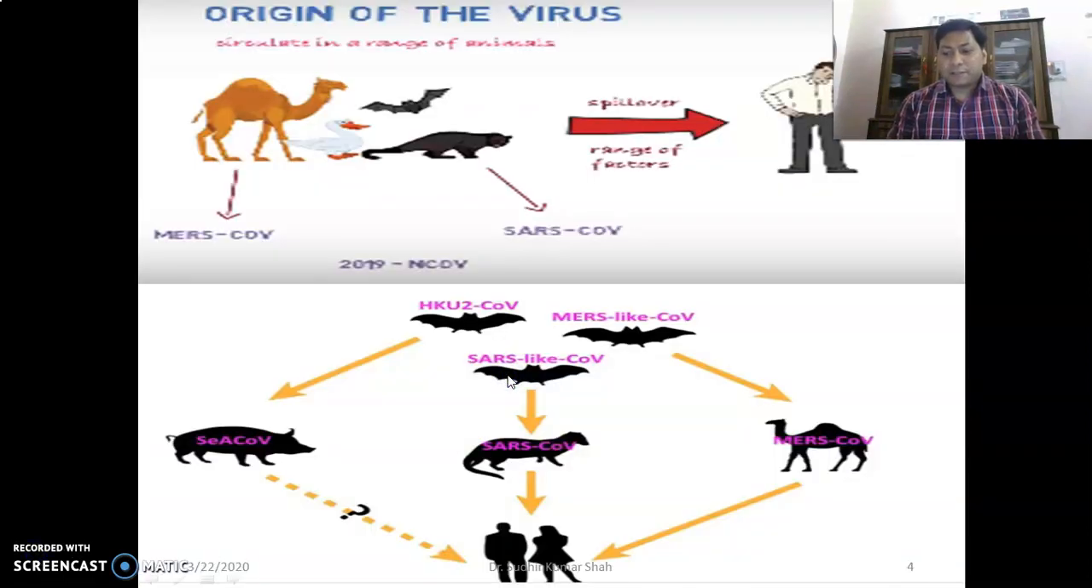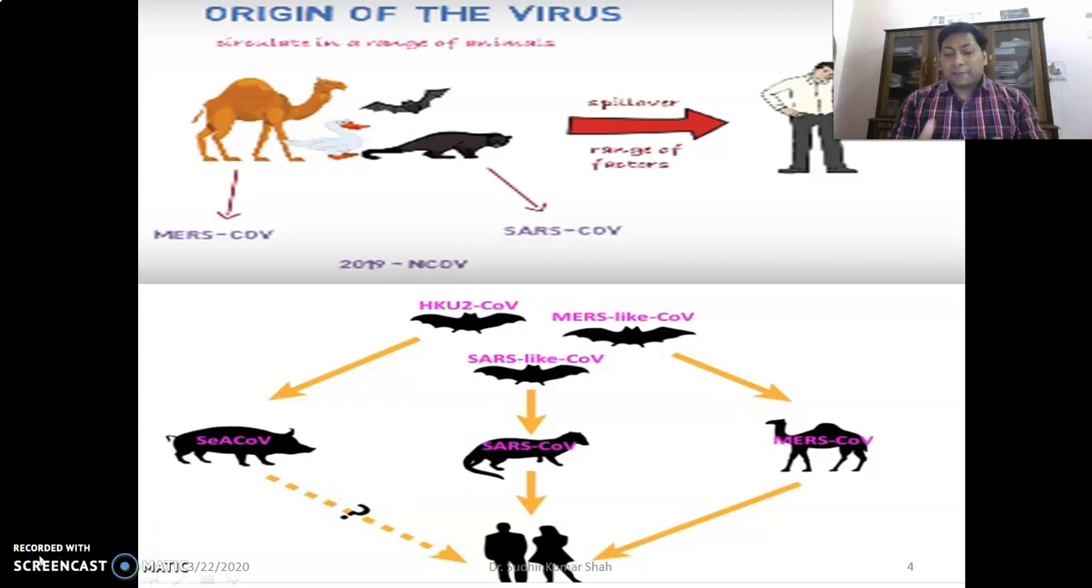Now the question is, where did this virus originate from? It is known that coronaviruses circulate among animals, like camels, civet cats, or bats. Sometimes the viruses can jump from animals to humans. This is called spillover, and it is due to various factors, like a mutation in the virus or increased contact between humans and animals.